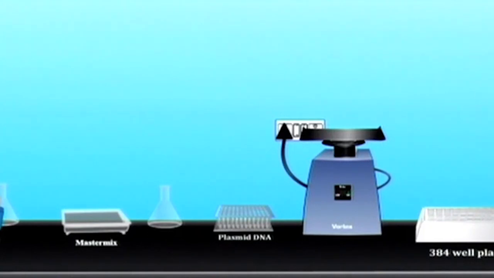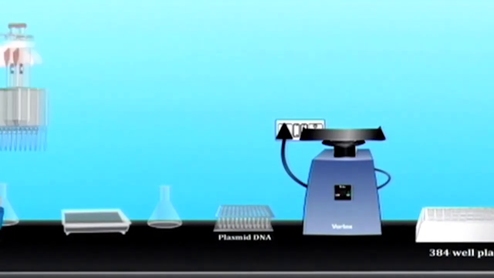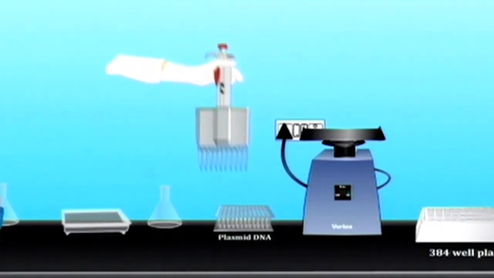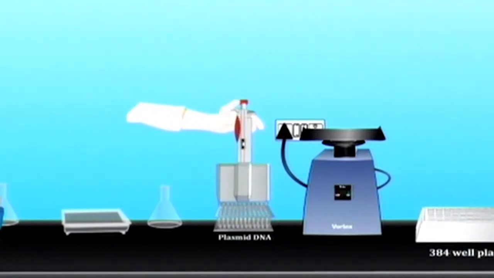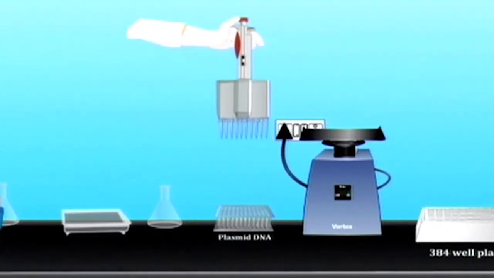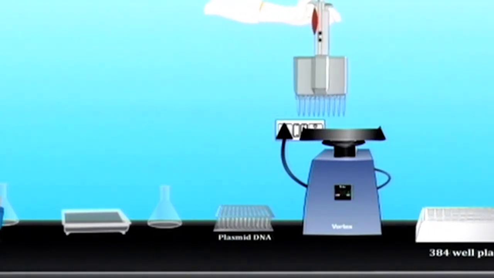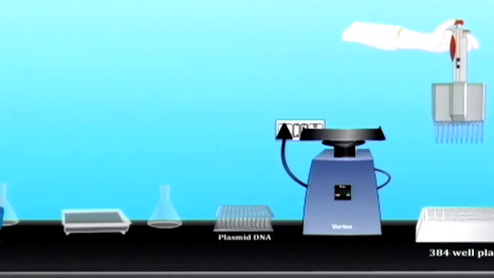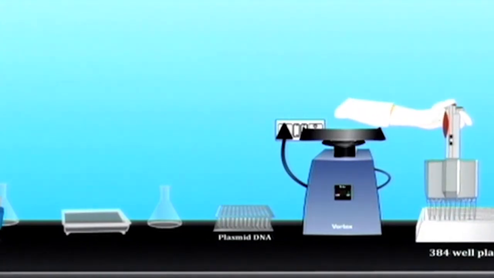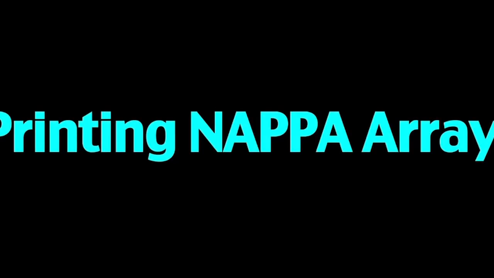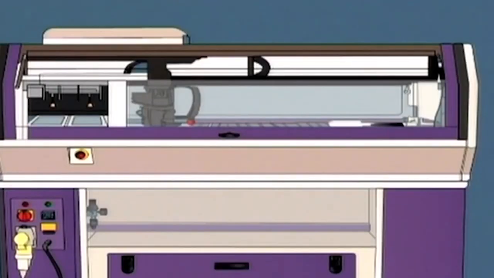For printing, you will require 384 well plates. So, now you need to transfer your master mix containing plasmid DNA from the 96 well plate to the 384 well plate. Again, these steps can be performed either using multi-channel pipettes or by using liquid handling systems. Once the master mix is prepared and transferred into the 384 well plate, we can perform the printing step.